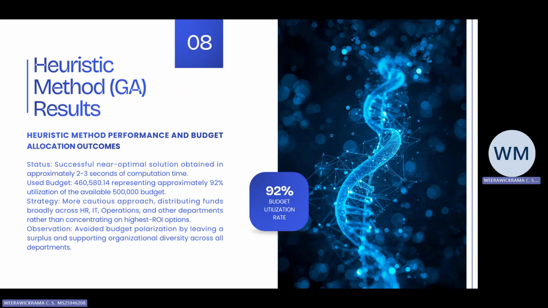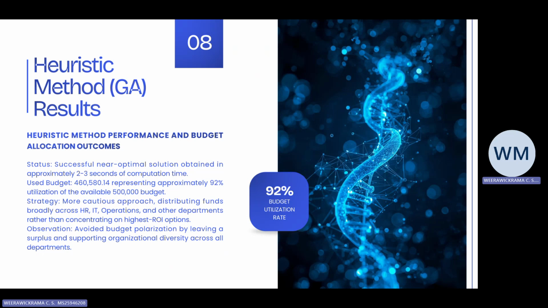The genetic algorithm was executed via the PyGAD framework. It achieved a success status, successfully navigating the complex search space to find a feasible budget allocation within the 500,000 limit. The final used budget of 460,000 and a fitness score of 635 indicate that the algorithm converges on a stable solution.